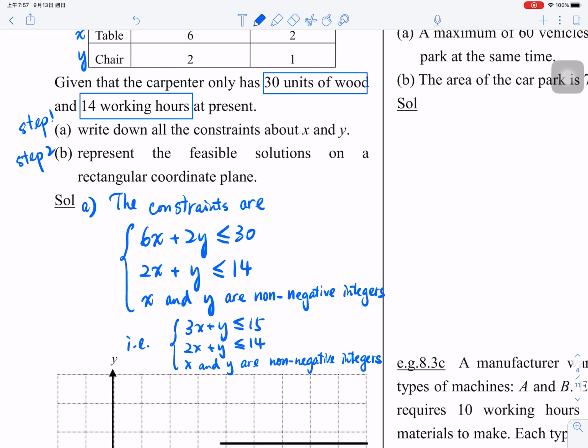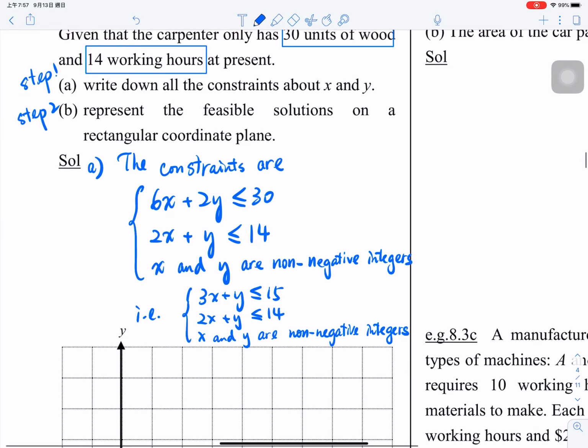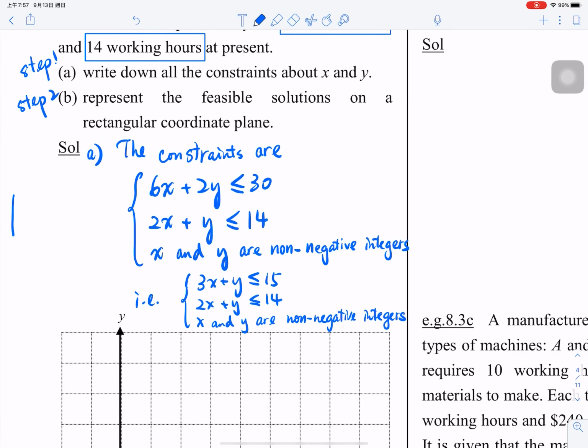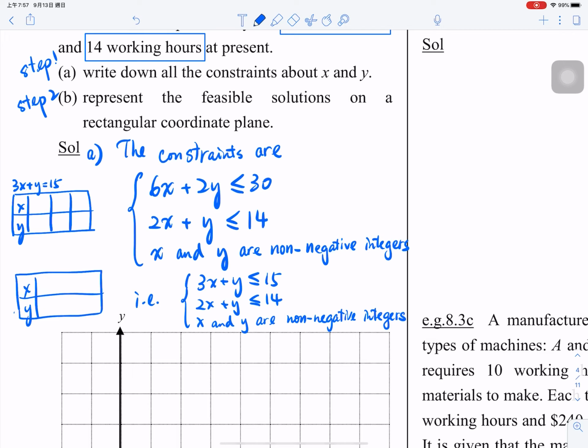Okay, part B. Represent the feasible solution on a rectangular coordinate plane. So how to represent this one? Each time, remember, we need to consider the straight line. One is 3X plus Y equals 15. And the other one you need to consider is 2X plus Y equals 14.